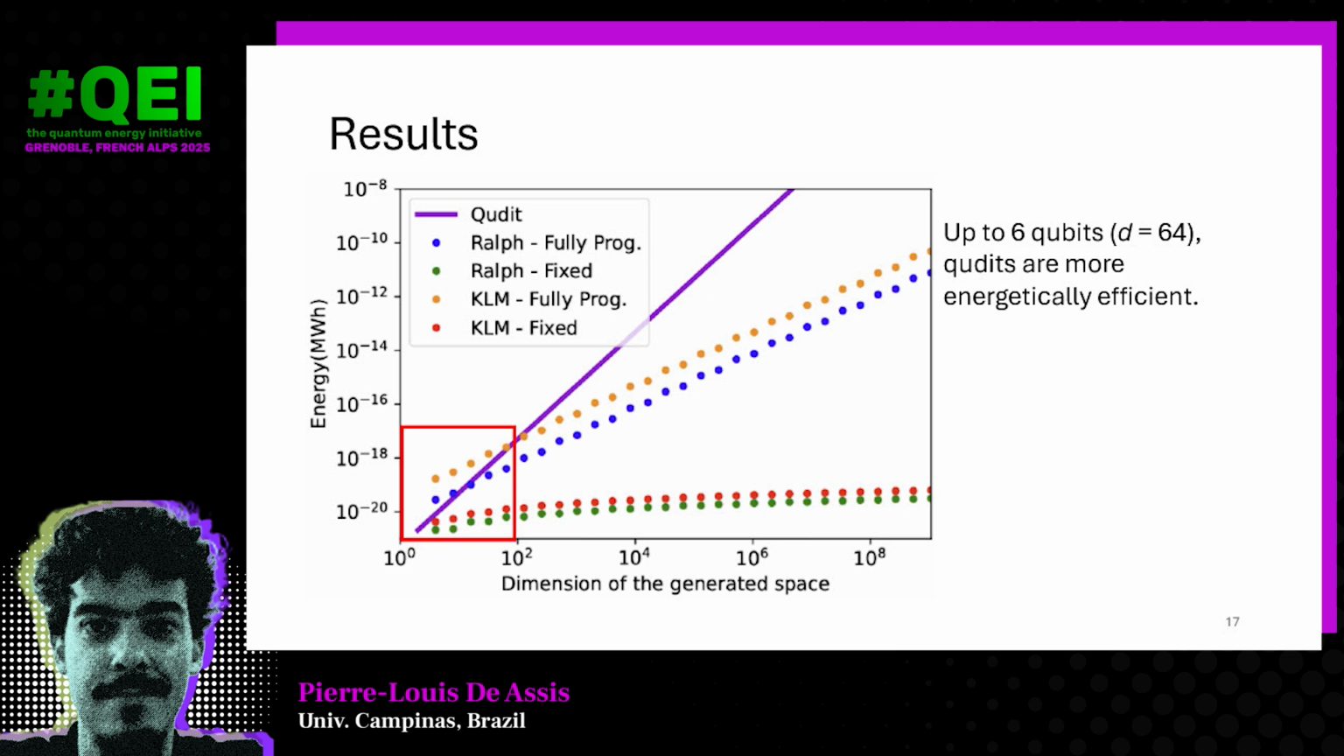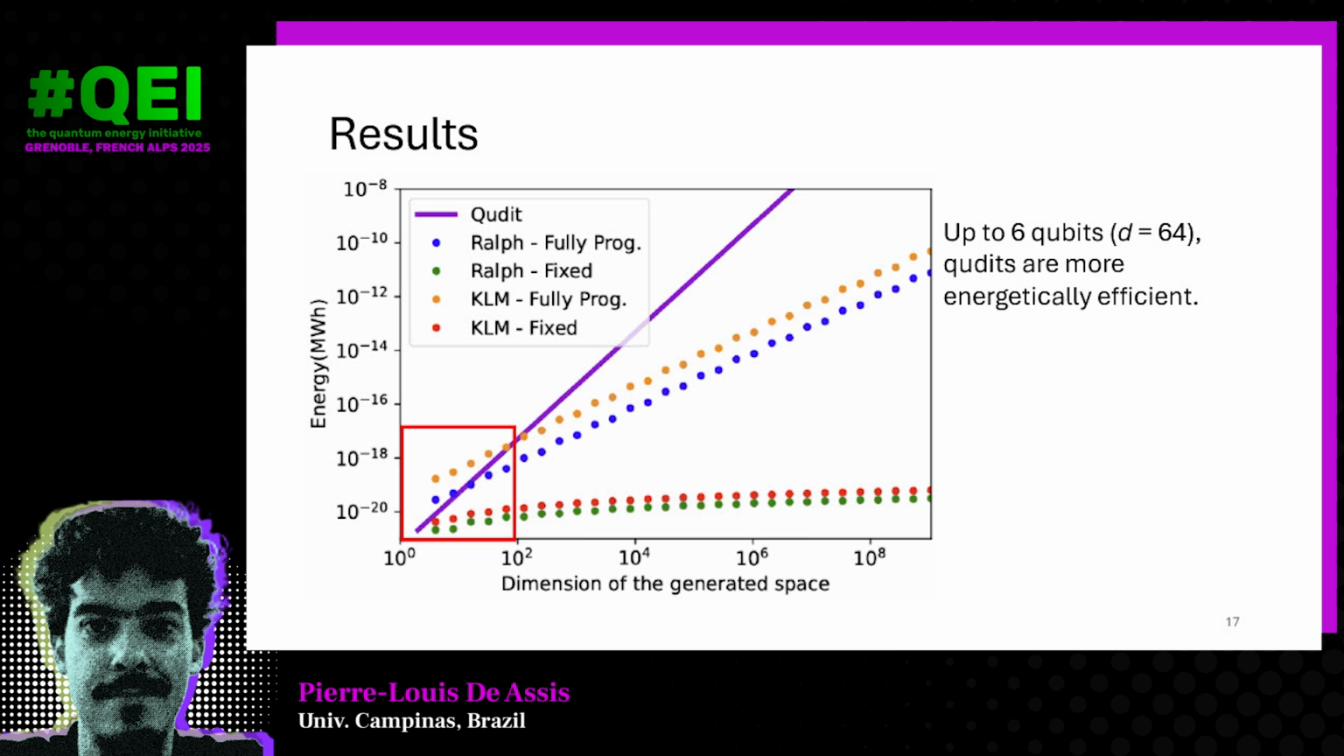So these are our results. The purple line is the energetic cost of programming qubits. These are the costs, blue and green, for using the Rauf CNOT gate, and orange and red for the KLM CNOT gate. And here we indicate the fully programmable and the fixed. The fixed is this quantum ASICs approach, where most of your circuit is, let's say, fixed, and you just compensate for the slight imperfections. And you see that for the quantum ASICs, the energetic cost is very, very low compared to the exponential growth you get in your programmable approach.